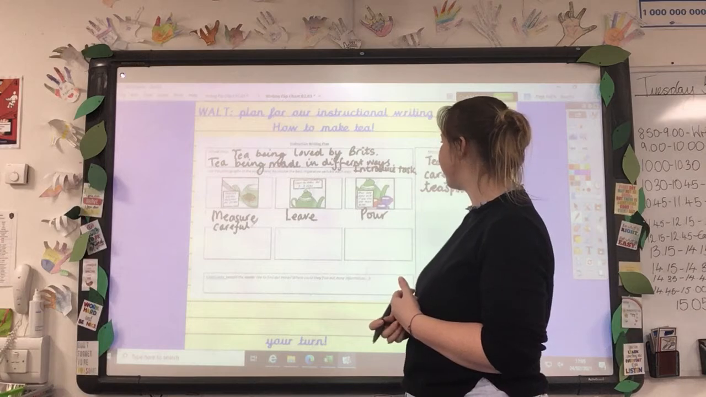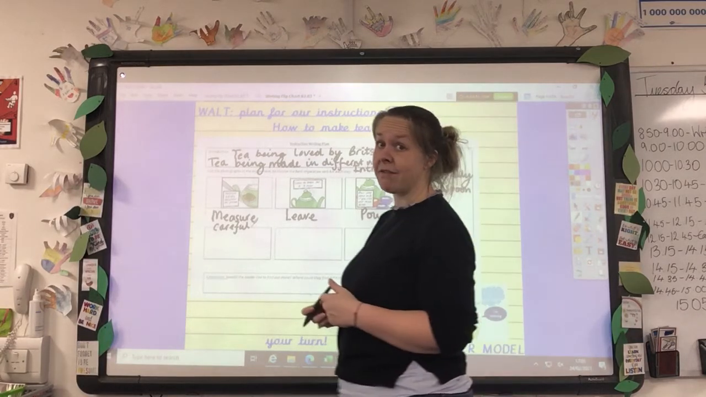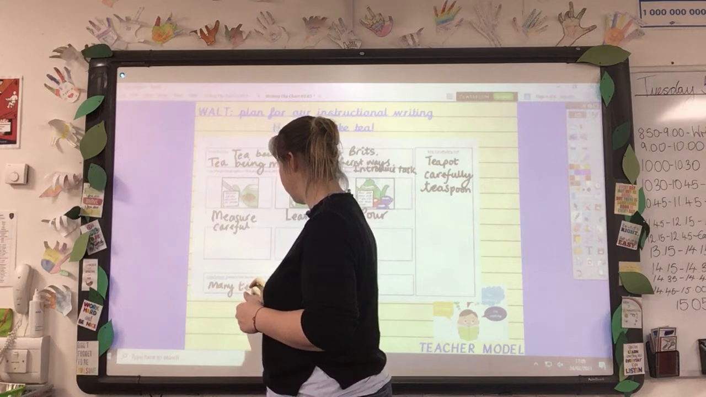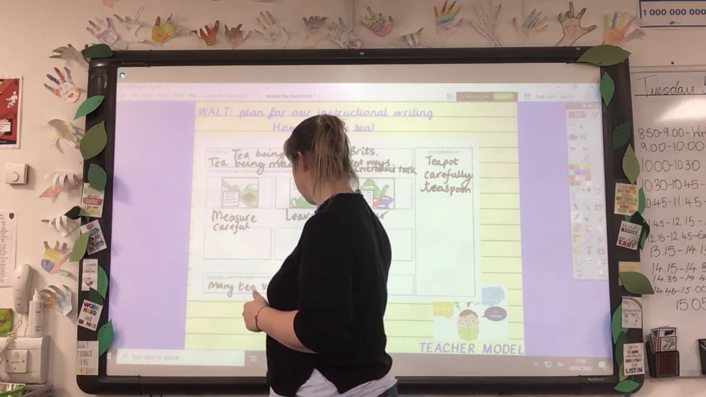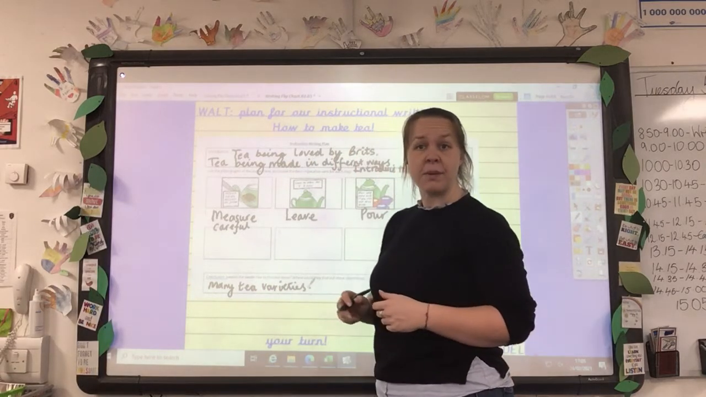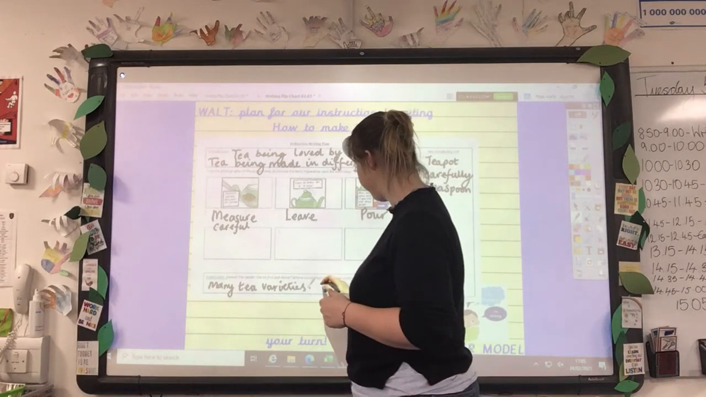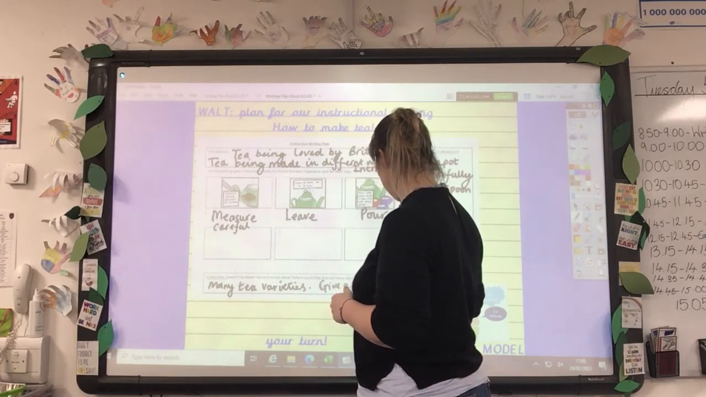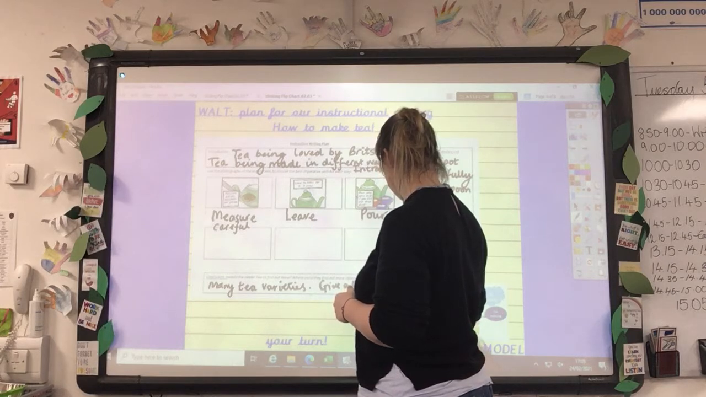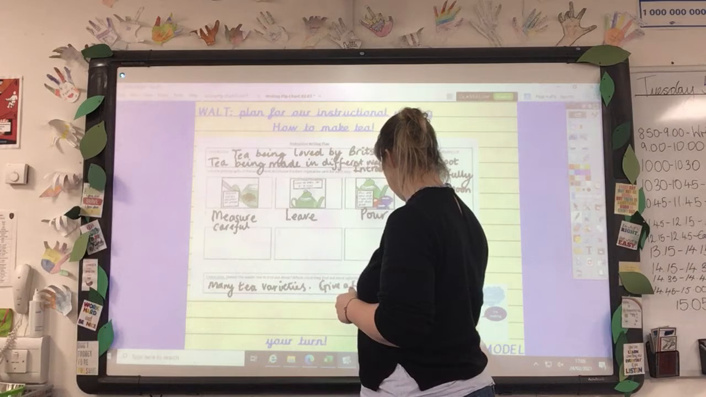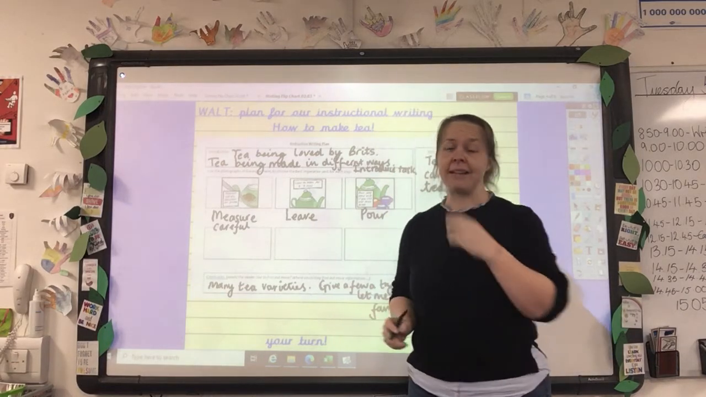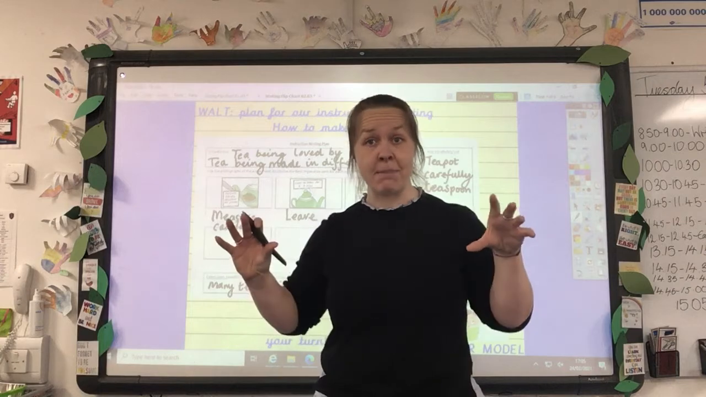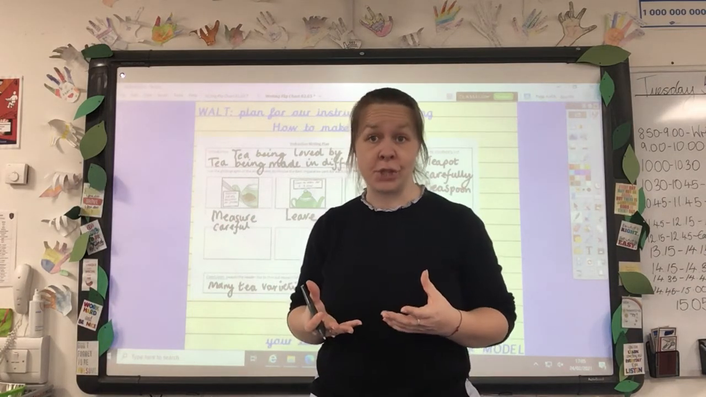So down there, I might write, there are many tea varieties to try. So I'm just going to put many tea varieties. And then I'm going to say, give a few a try and let me know your favourites. Okay, so there is my plan in note form. I know what's going in my introduction, I know what my steps are, and I know what's going in my conclusion. That's what you guys need to achieve today.